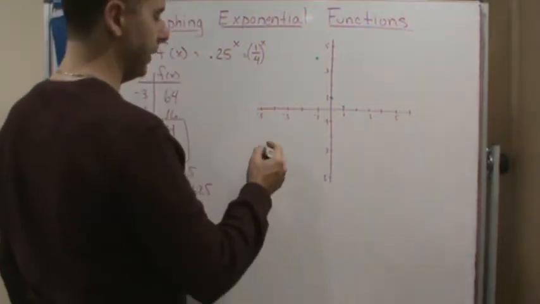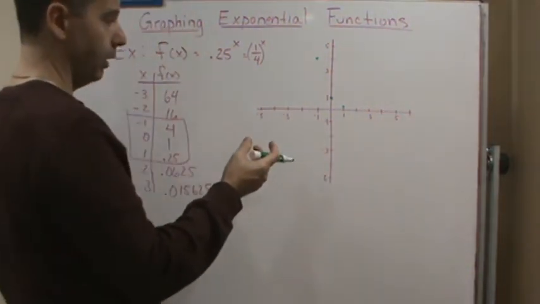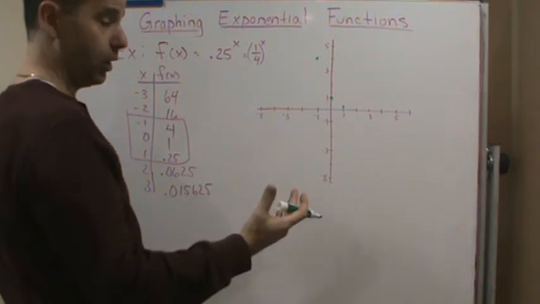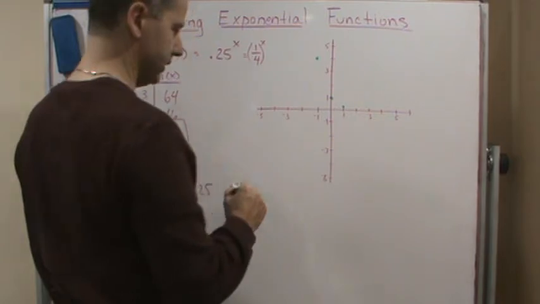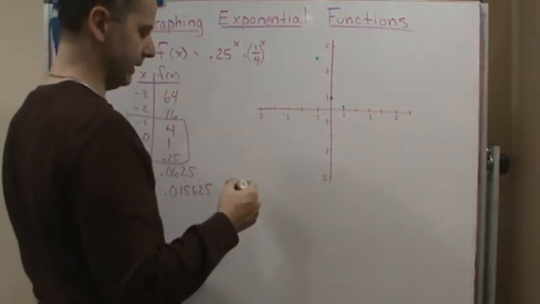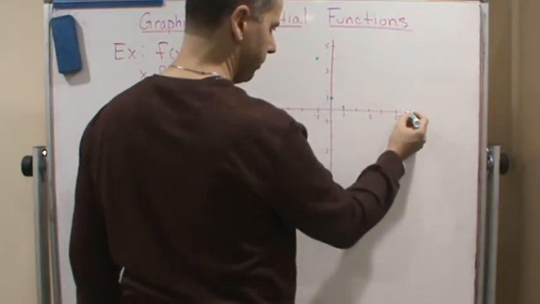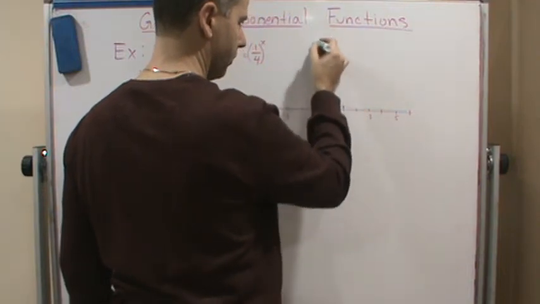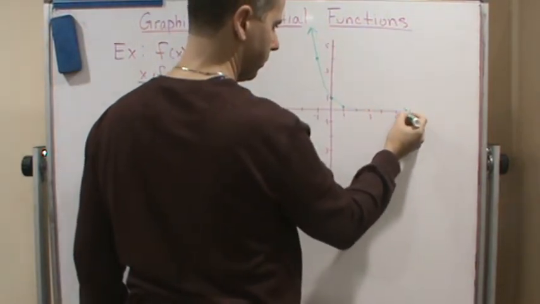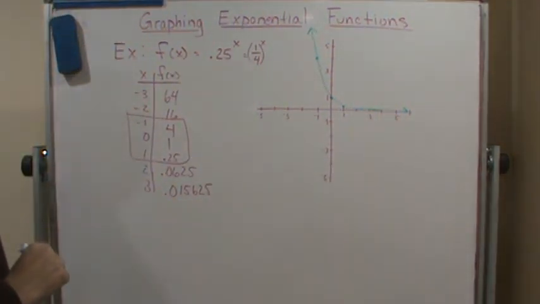And so what's going to happen here is I'm going to draw a smooth curve through the 3 points. Keep in mind that there's an asymptote at the y-axis, or excuse me, not the y-axis, the x-axis. And so what I'm going to do is have something like this. Okay, so it's going to look something like that. And that's it. That's all you have to do.